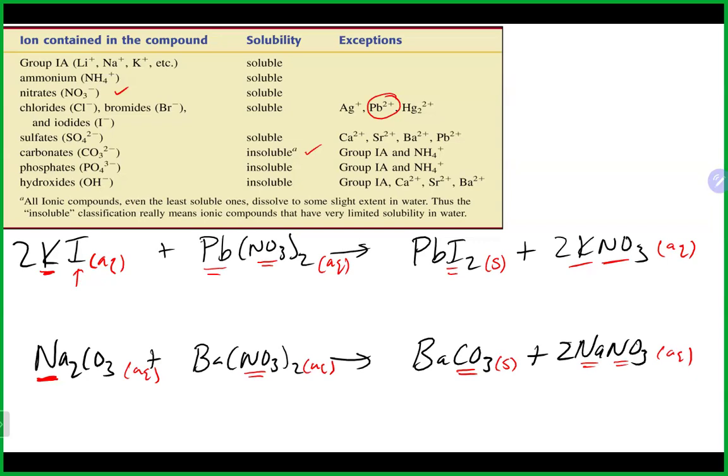Any questions on how to use solubility rules? They would probably be provided for you if that's your question, and you just need to know how to use it. Yeah.